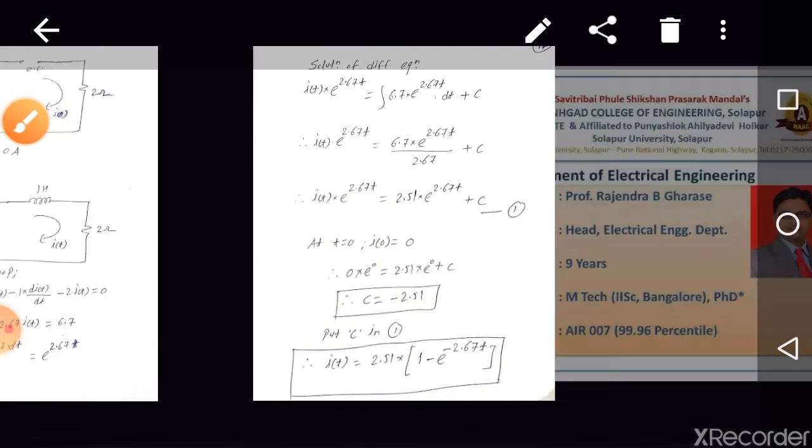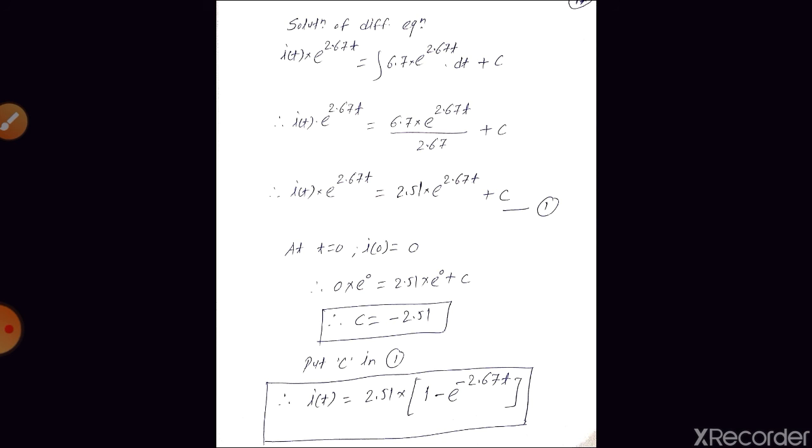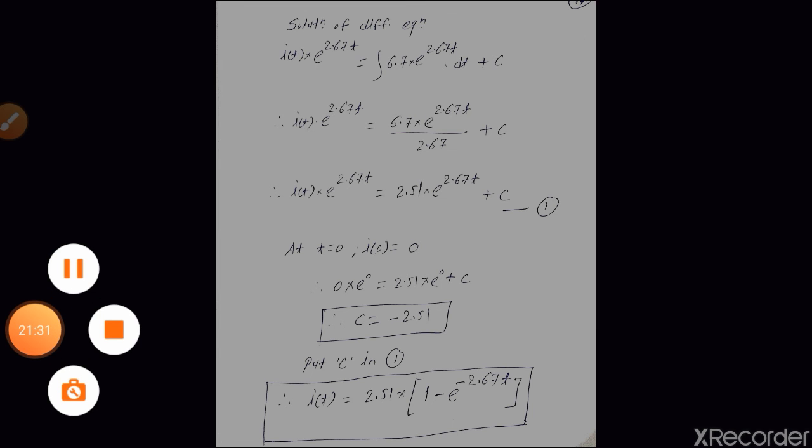Are you getting the point? In these DC transients they can ask questions like find the value of di by dt, d2i by dt square, or dv by dt, d2v by dt square at t equal to 0 plus, or they can ask for the complete expression of the current or the voltage. These are some examples we have discussed from previous university exams.